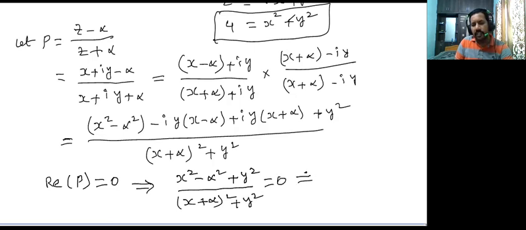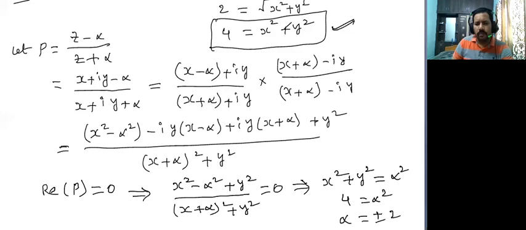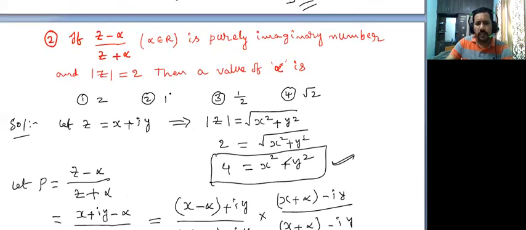Now do the calculation. You will get x square plus y square is equal to α square. Okay, what is the x square plus y square value? Here we got that is 4. 4 is equal to α square. Now what is the α value? The α value is plus or minus 2.